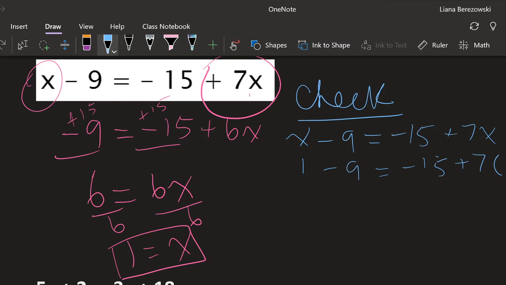Okay. So what's going to happen here is I'm going to do both of these problems. So I have 1 minus 9. It's not the nicest subtraction problem because I'm dealing with integers. 1 minus 9 is going to be -8.